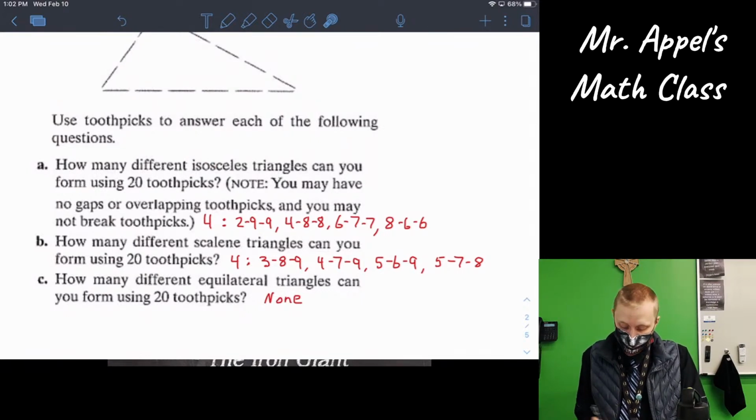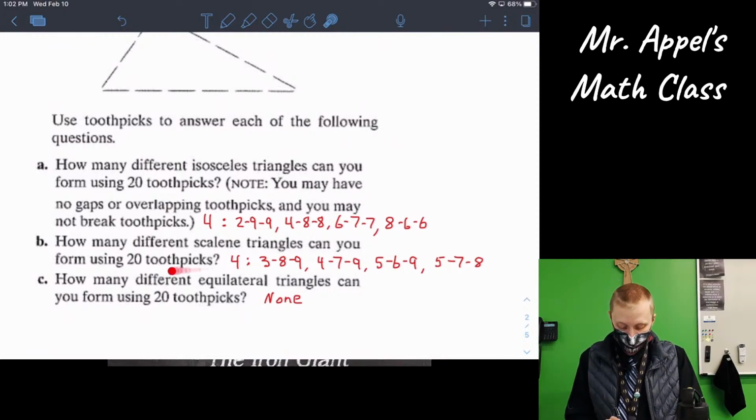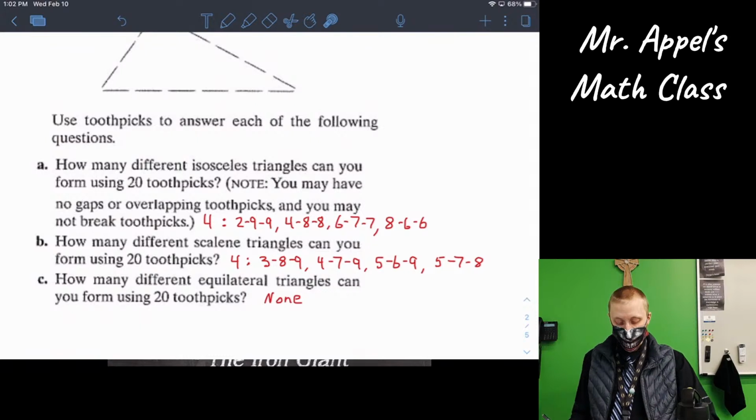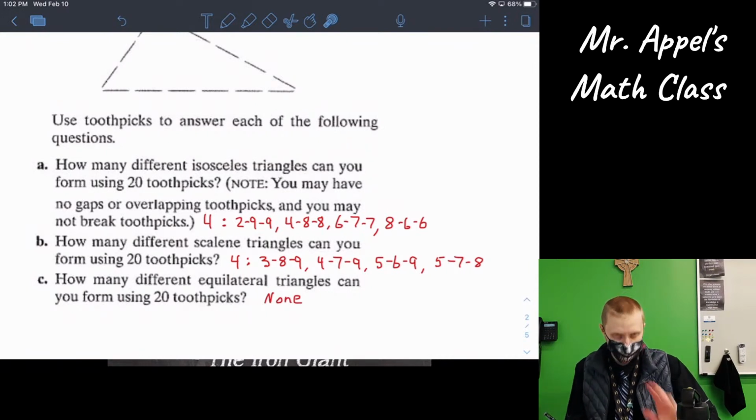So if you only have exactly 20 toothpicks, you can make 4 unique isosceles triangles. Here are the combinations: 2-9-9, 4-8-8, 6-7-7, 8-6-6. And 4 unique scalene triangles: 3-8-9, 4-7-9, 5-6-9, 5-7-8. But there is no possible way to make an equilateral triangle. 20 does not divide by 3, at least not evenly. We only allow whole toothpicks here.